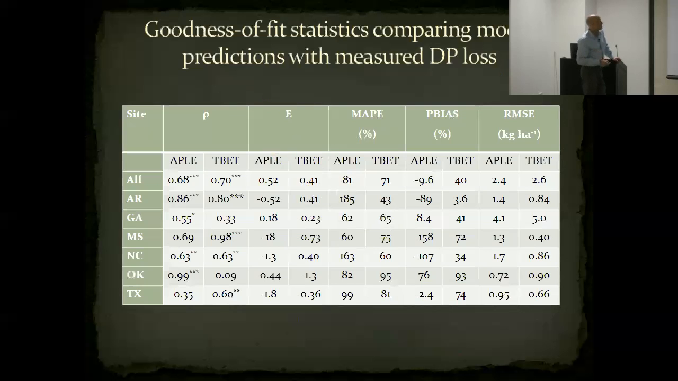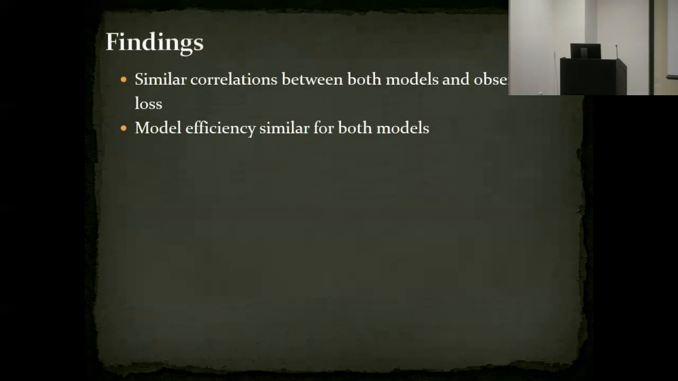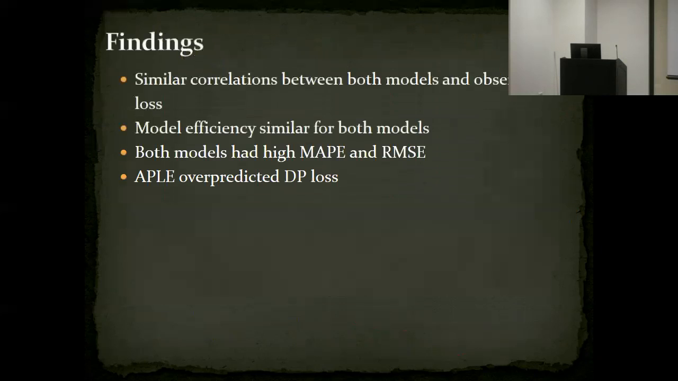by that percentage. The bias, again, so Apple is going to overpredict this dissolved P, and T-BAT's going to underpredict it. But the root mean square error, so your average error, right, is over 2 kilograms per hectare. And if you're talking about phosphorus loss in the range of 2, 4, 6 kilograms per hectare, that's pretty significant. Similar correlations, model efficiency, similar. So again, both models had high median absolute percent error and root mean squared error.